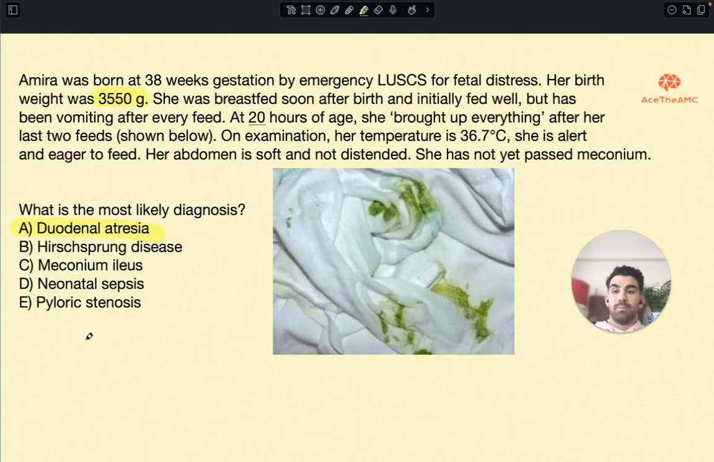You will see that, as opposed to pyloric stenosis, where the obstruction is at the pylorus, so you wouldn't see any bile. And it typically can present within the first 24 to 48 hours of life.